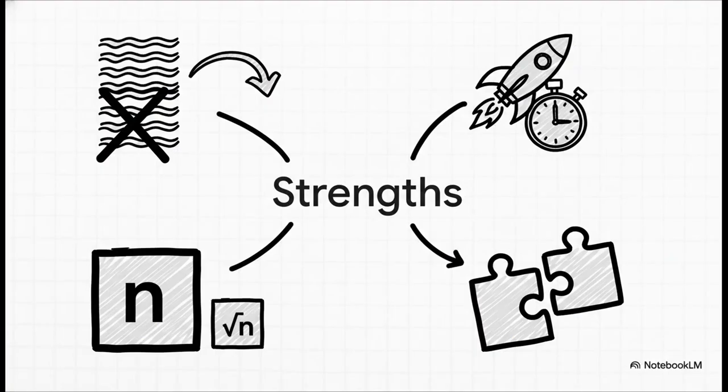Well, the strengths are pretty clear. Skip pointers absolutely slash the number of pointless comparisons you have to do. For really long lists, this means a huge real-world speed-up. Plus, they're actually pretty simple to implement, and they don't take up much extra memory. Just that small square root of n amount of space.